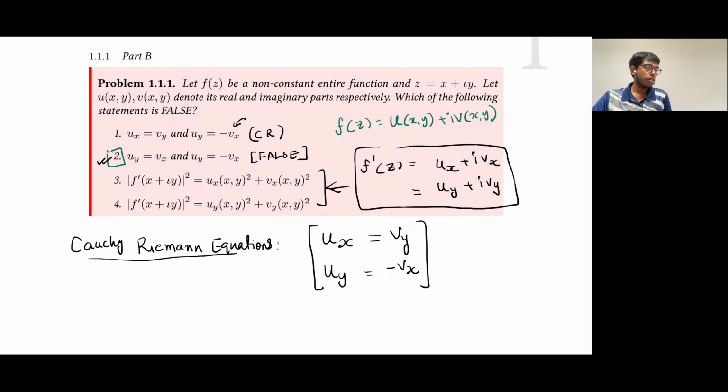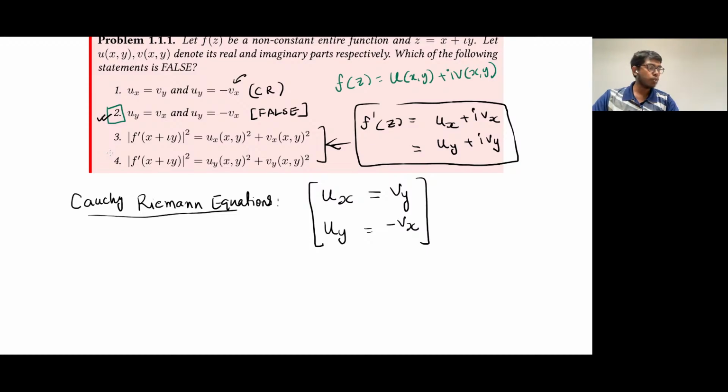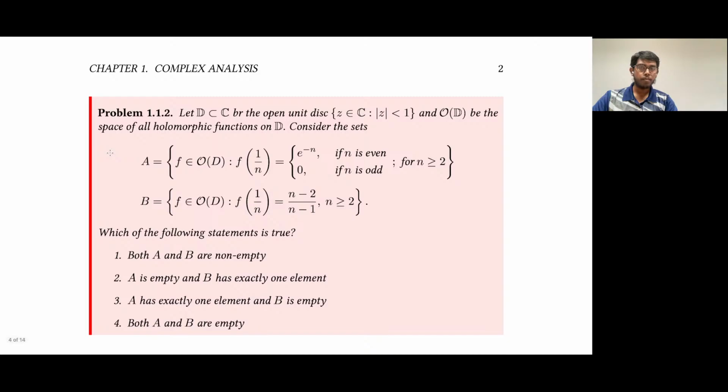Okay. So I guess it is clear. So it is just the application of the Cauchy-Riemann equations and what is the derivative of an analytic function at some point. Okay. So let's proceed to the next problem.